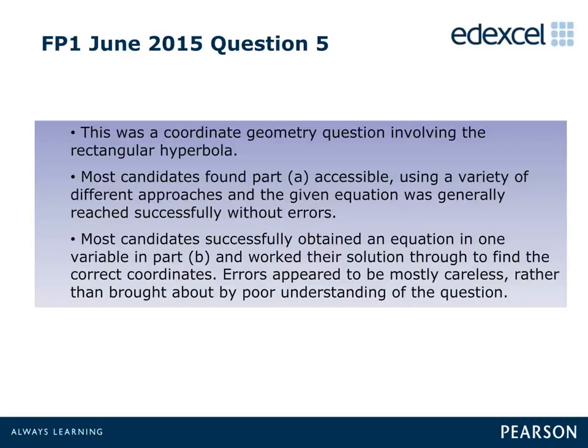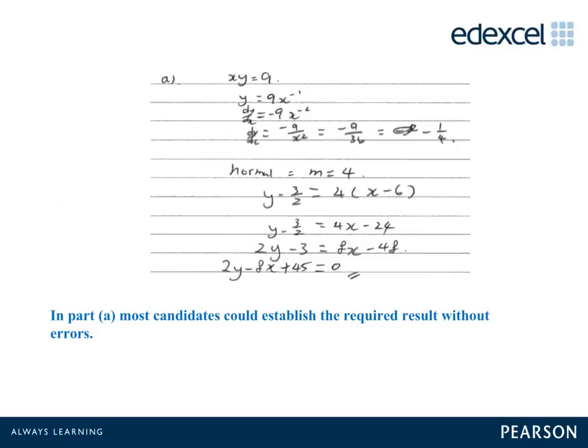Most candidates successfully obtained an equation in one variable in Part B and worked their solution through to find the correct coordinates. Errors appeared to be mostly careless rather than brought about by poor understanding of the question. In Part A, most candidates could establish the required result without errors.